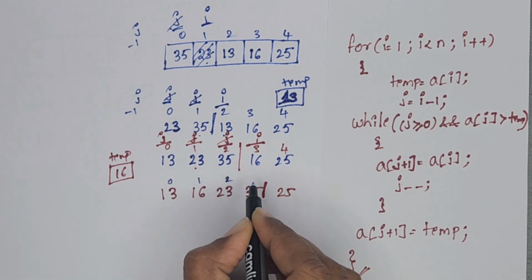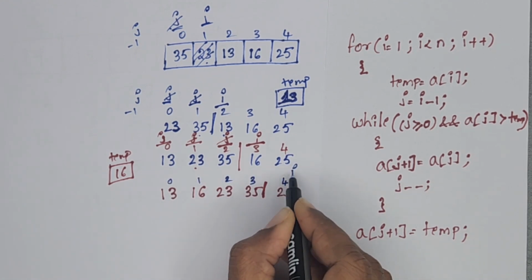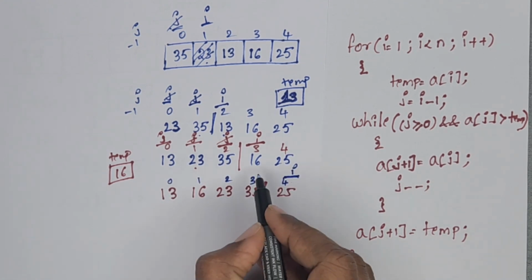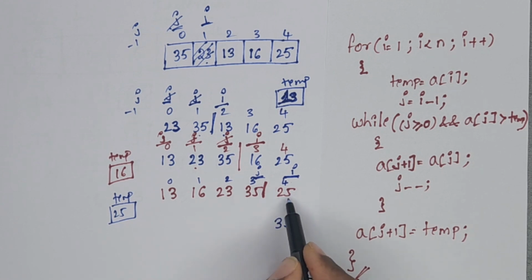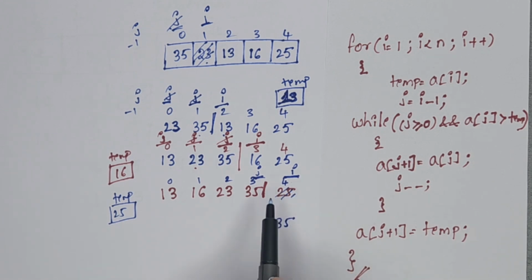0, 1, 2, 3, 4. Now i is 4. If i is 4, j is 3. Again 35. This ith element is assigned to temporary, 25. 25 is assigned to temp. 35 is greater than 25? Yes. Shift it to the next position. So already we have assigned 25 to temp, so you can override this value. So 35 is assigned to the next position.